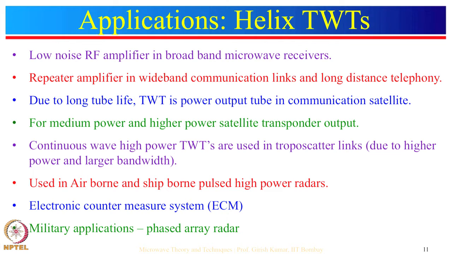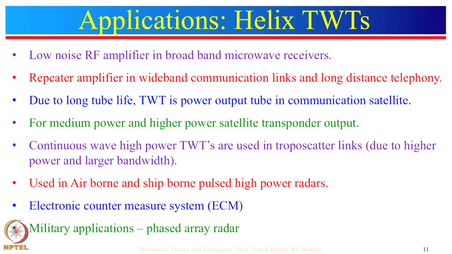Now, let us see applications of helix travelling wave tubes. The helix travelling wave tubes can be used in broadband microwave receivers, as in low noise RF amplifiers, and in wideband communication links and long distance telephony. We need repeaters to amplify the signals, and in those repeaters these helix travelling wave tubes can be used as an amplifier to amplify the signals.